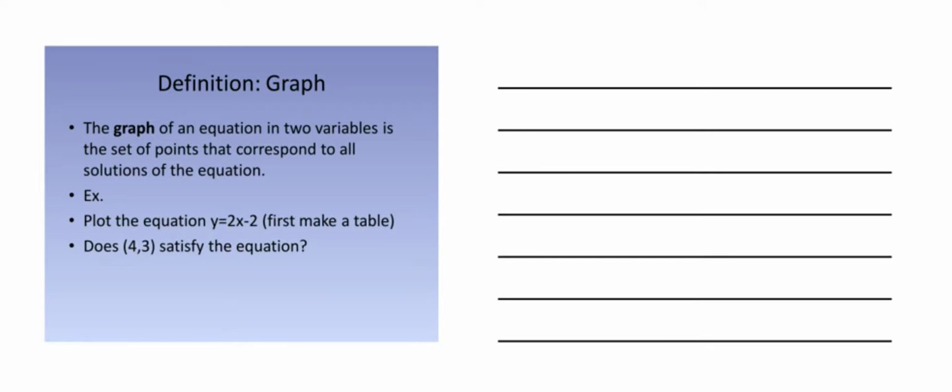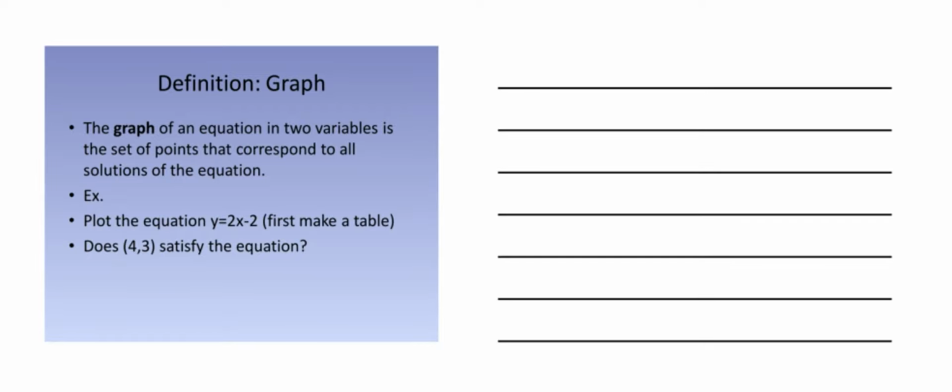Definition of a graph. The graph of an equation in two variables is a set of points that corresponds to all solutions of the equation. We may not necessarily be able to put all of them on the graph, but we can imply all of them. Example: plot the equation y equals 2x minus 2.